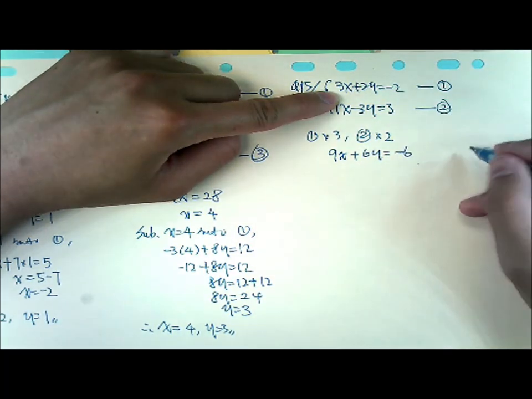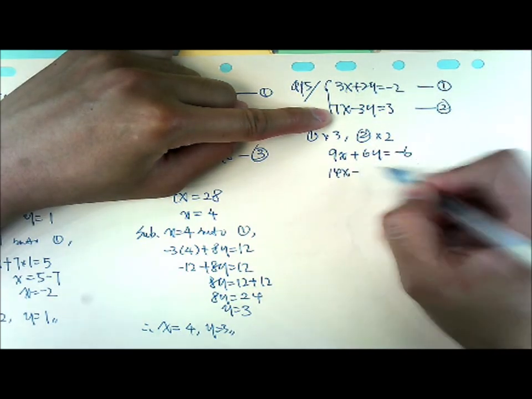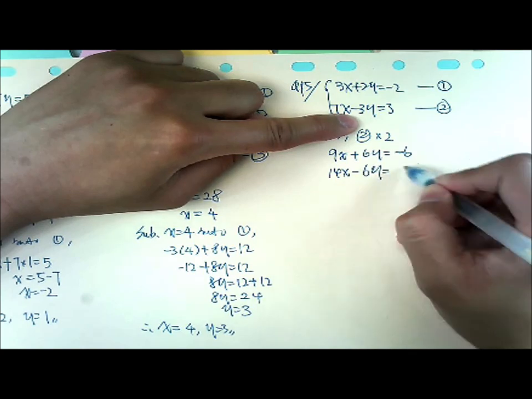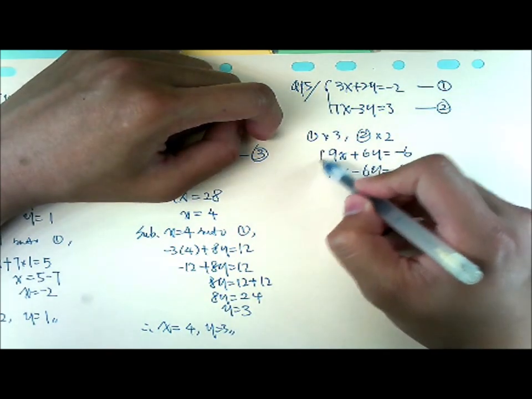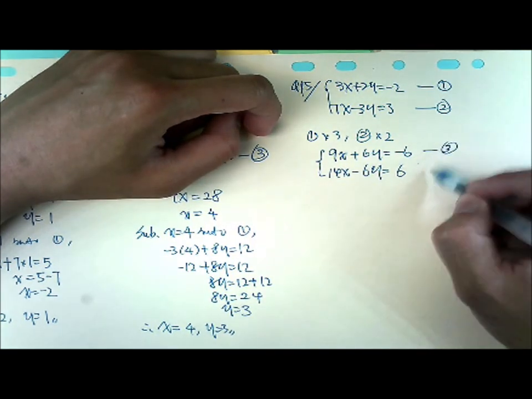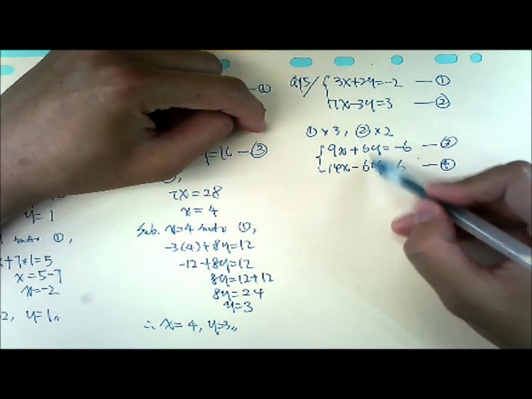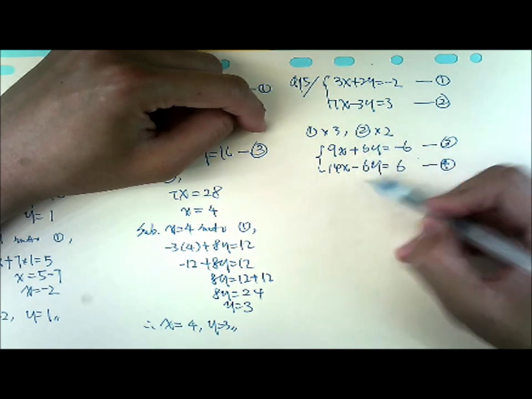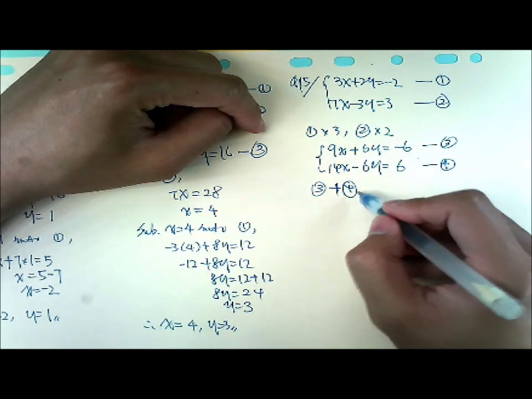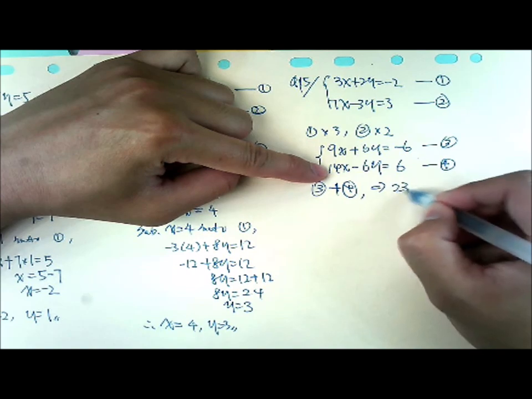Do you understand? Okay, and then here you times 2, 14x minus 6y equal to 6. Is okay? So give a bracket like this. Okay, give a new name, 3. Okay, and now here you see, oh, these two terms are opposite, right? So you add them. Then you do 9 plus 14 equal to 23x.